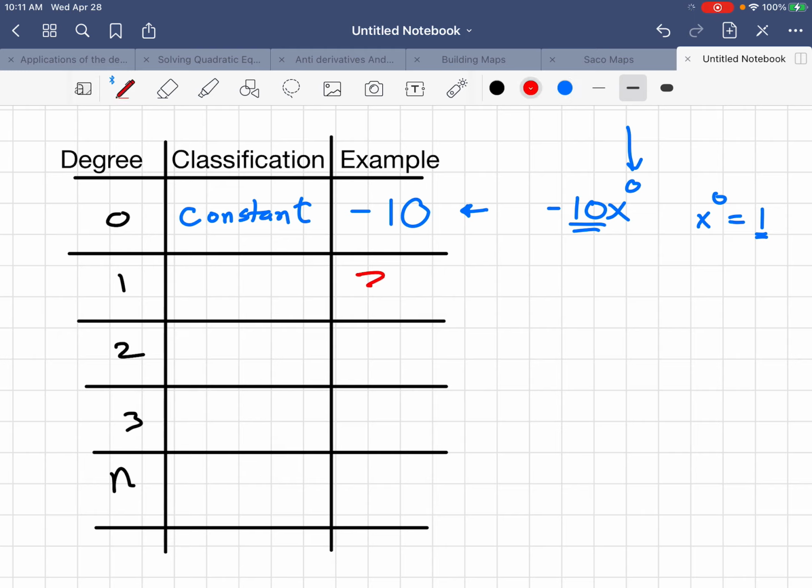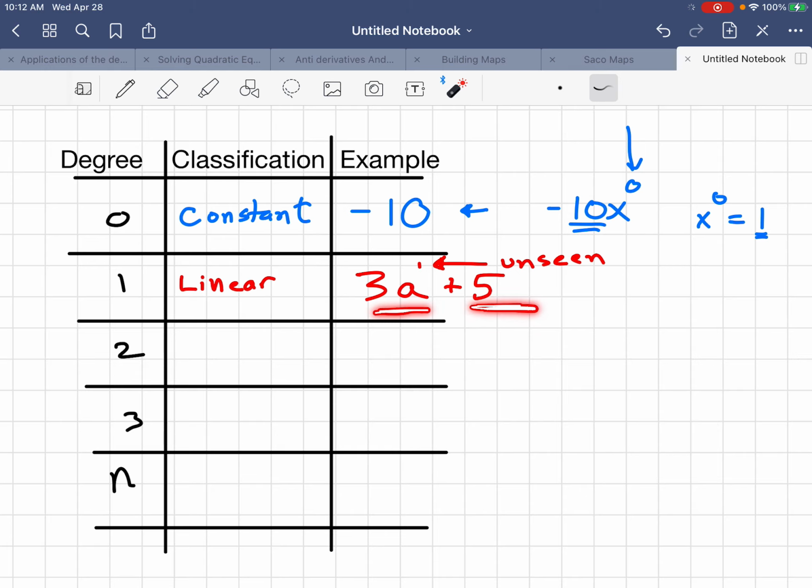Degree 1, 3a. Again, a little strange here, but there's no exponent written, there's really an unwritten 1. You don't see it. This is called a linear polynomial. So I have a monomial there, but it could be 3a plus 5. When we're looking at the degree, we're only concerned with the highest exponent. So here there's a 0, here there's a 1, the degree is 1, and that would be considered linear.